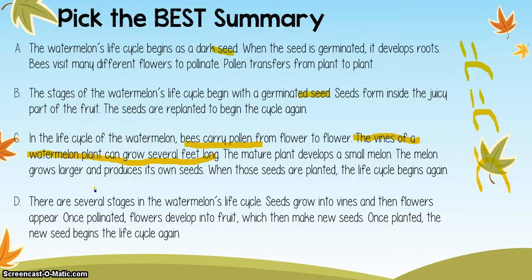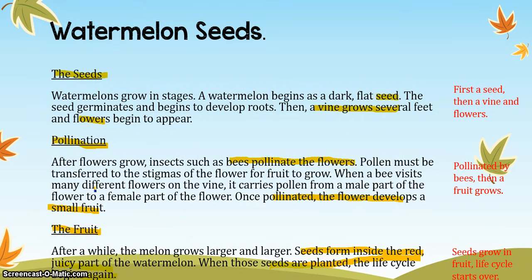Now I'm going to look at D. There are several stages in the watermelon's life cycle. Seeds grow into vines and then flowers appear. Once pollinated, flowers develop into fruit, which then make new seeds. Once planted, the new seed begins the life cycle again. This sounds like a pretty good summary because it seems to include all of the important parts. But to help myself out, I want to go back and make sure that it includes the main ideas that I talked about.